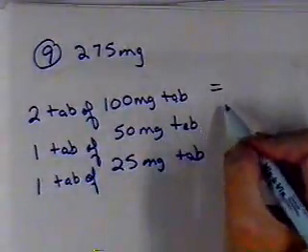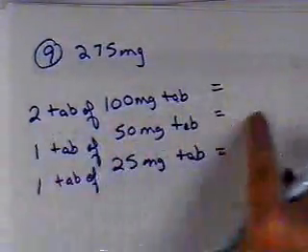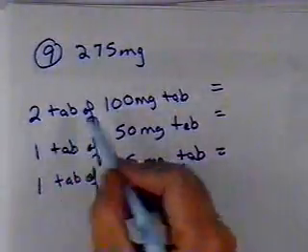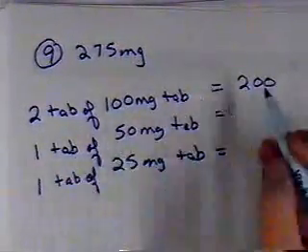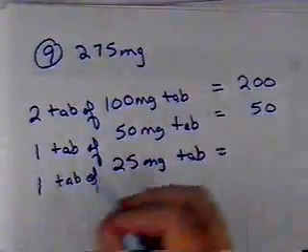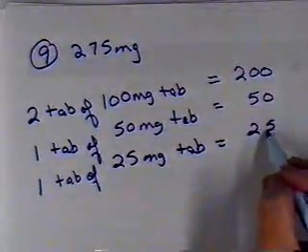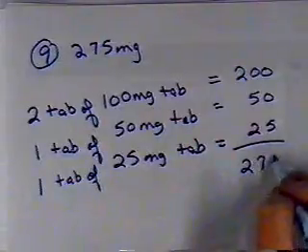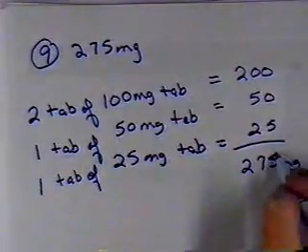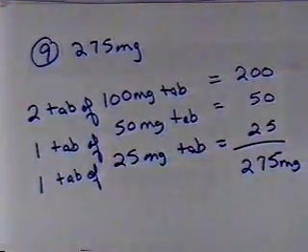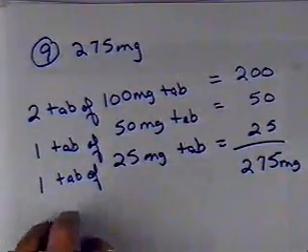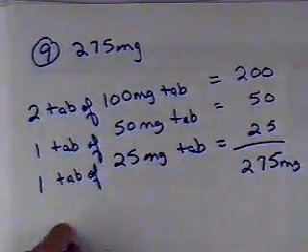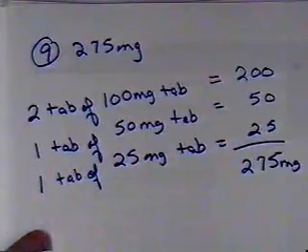Now, sometimes if the problem's a little more complicated, you might want to keep up with your total over here. 2 times 100 is 200. 1 times 50 is 50. So make sure that it does add up to what you wanted. But we're going to mix them up to give the best, where you don't have to take too many tablets, but you do end up with the exact amount.